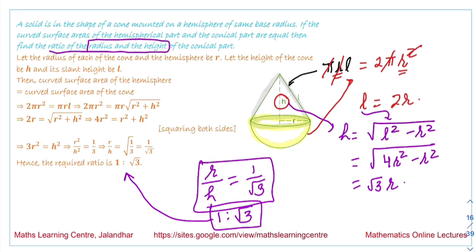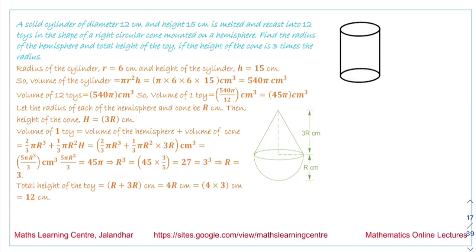Now the next question we have is a solid cylinder of radius 12 centimeter and height 15 centimeter. So a cylinder is given to us. The radius of this cylinder is 6 centimeter, and the height of this cylinder is 15 centimeter, and it is melted into 12 toys of the shape of a right circular cone. This is the cone mounted on a hemisphere. This is the hemisphere we have.